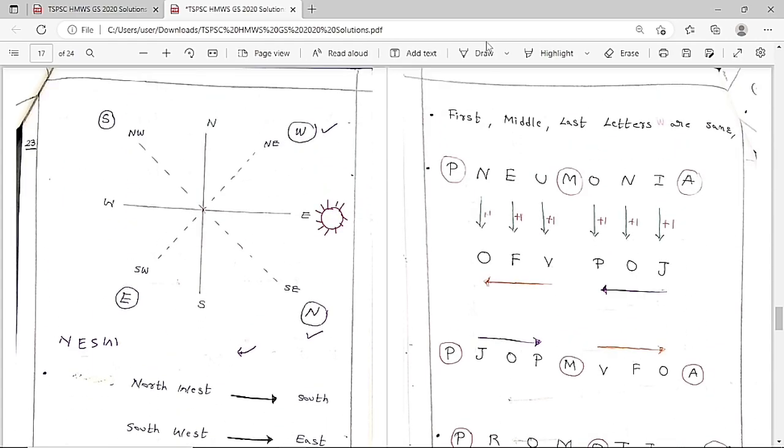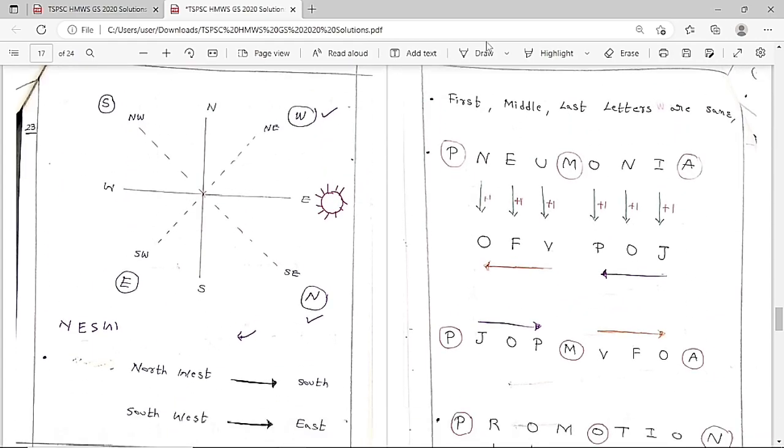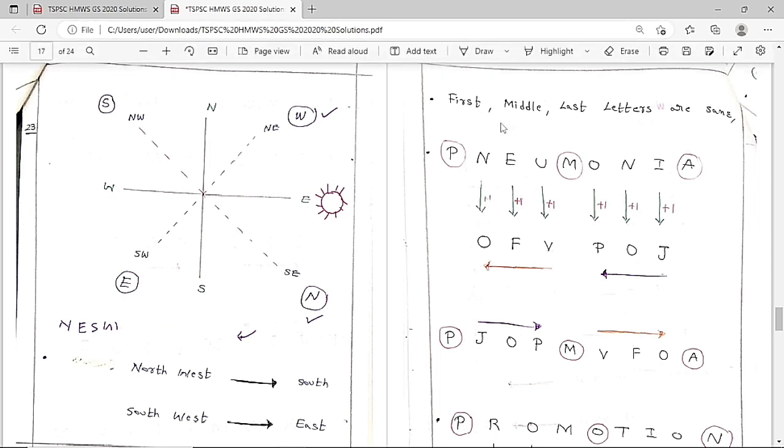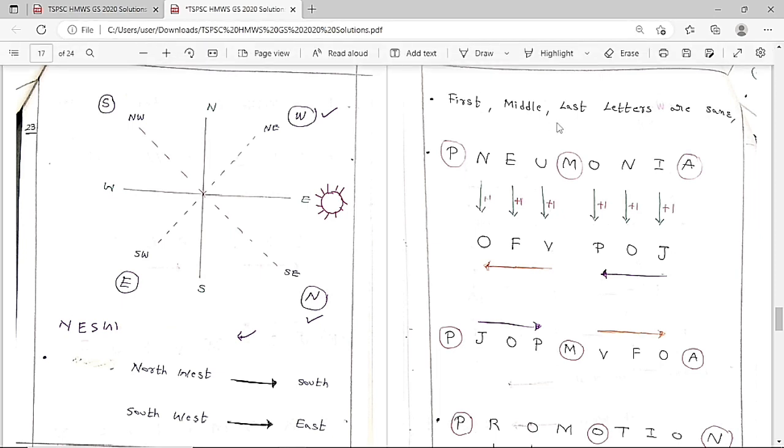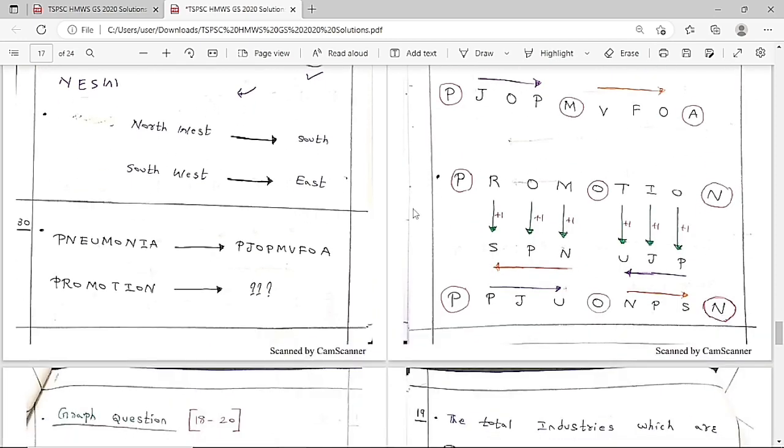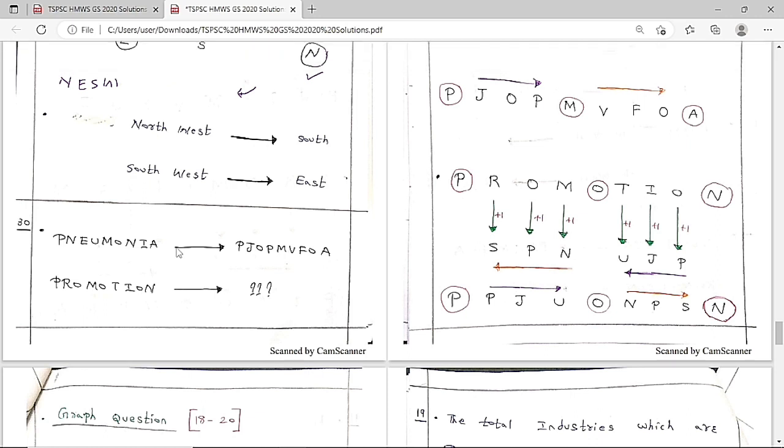So you can see clearly what is the principle. The logic is here. First, middle, last letters are same. So what is the logic here? Listen carefully. Here P, here P, here also P. So first letters are same. Here also P, here also P. First letters are same. Here A, here also A. So last letters are also same.